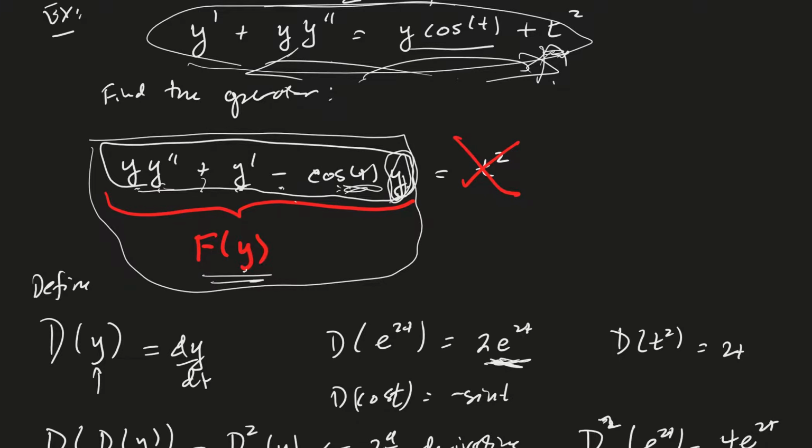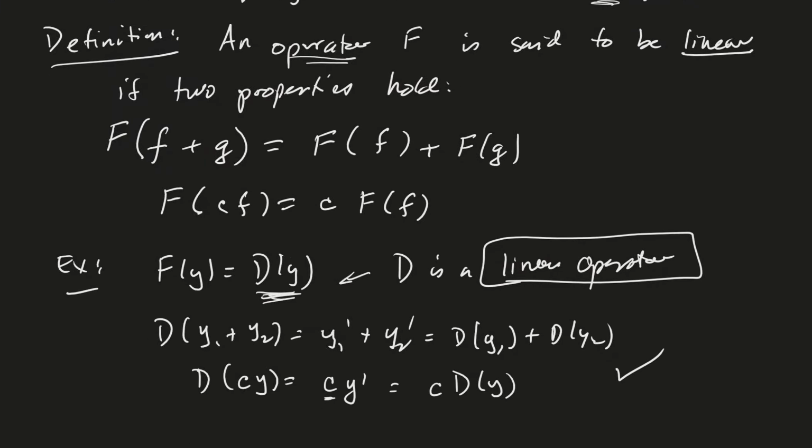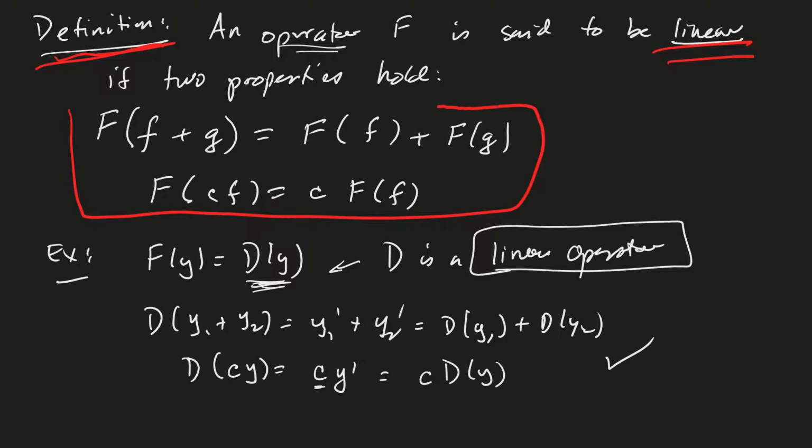Good. And so what kinds of operators are we interested in? This is the key definition here. The key definition is the linear operator, and a linear operator possesses two properties. The operator applied to a sum is the sum of the results of the operations, and the operator applied to a constant times a function, you can pull the constant out. And we saw that the derivative is a linear operator.